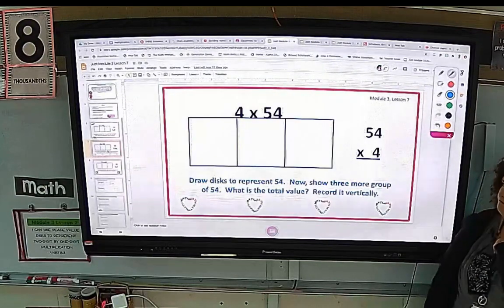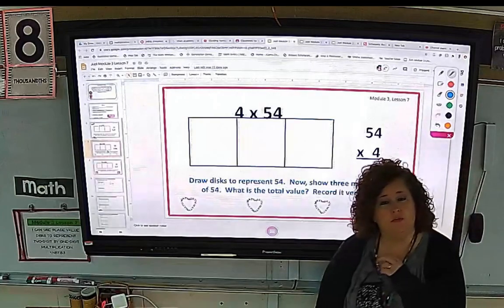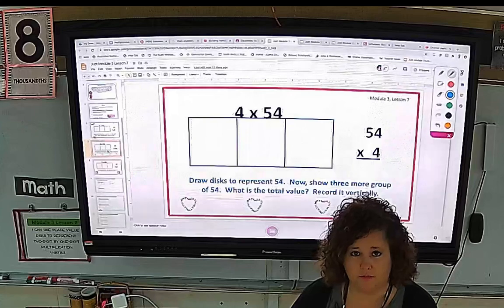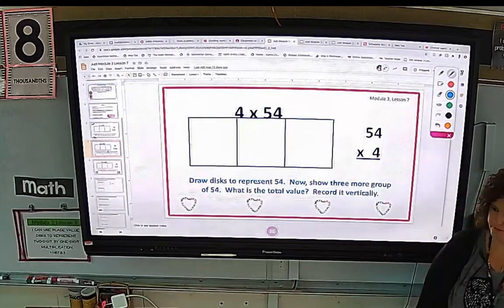And folks at home, if you do not have a place value chart, you can draw one as we go for each problem that we do. It's good practice to know how to draw your place value chart. Okay?